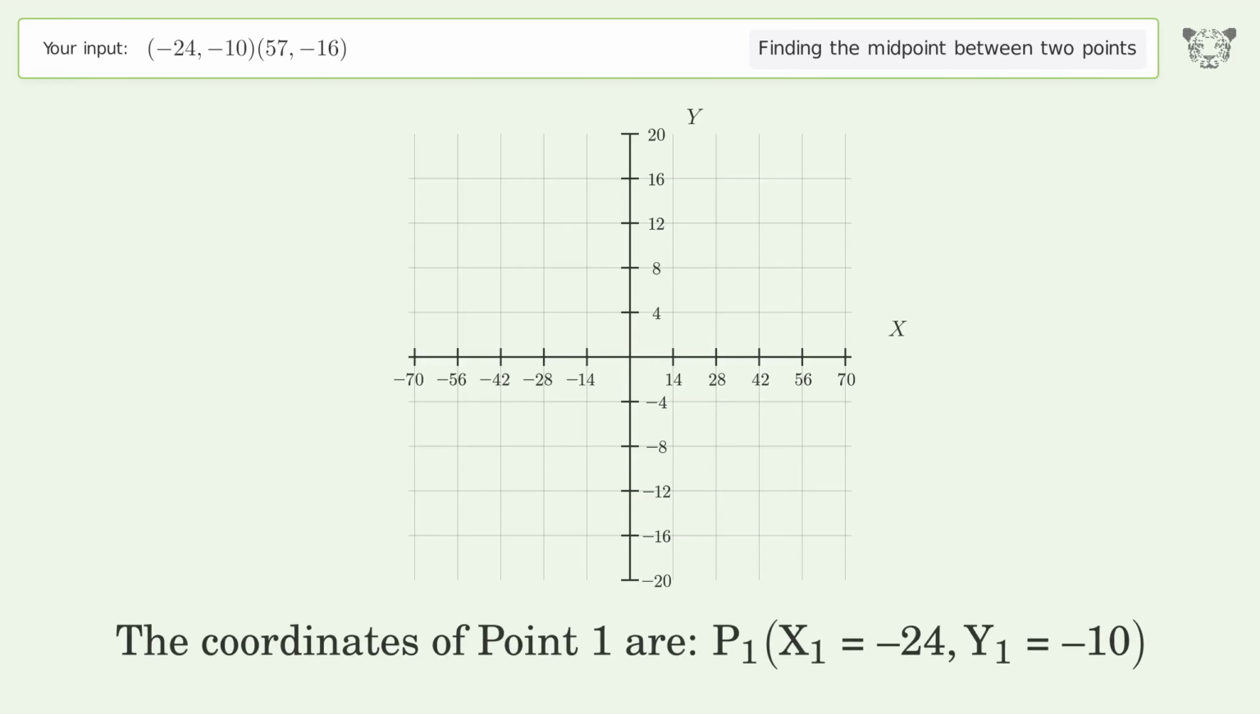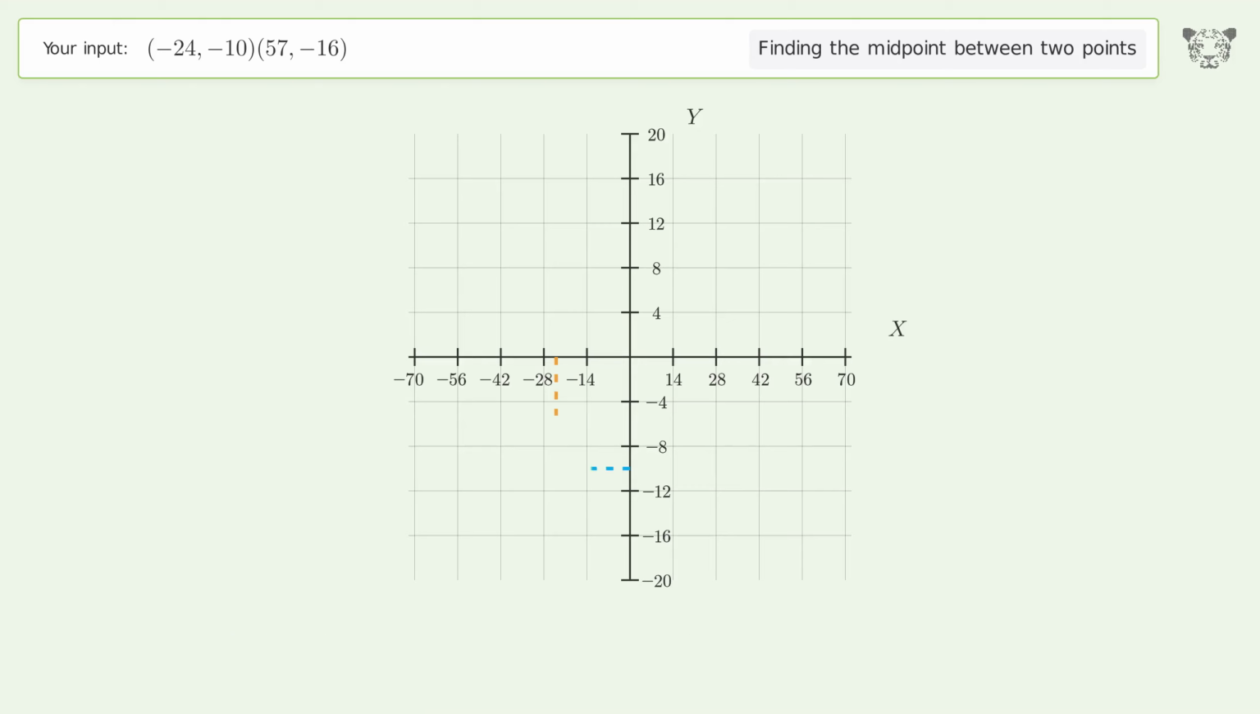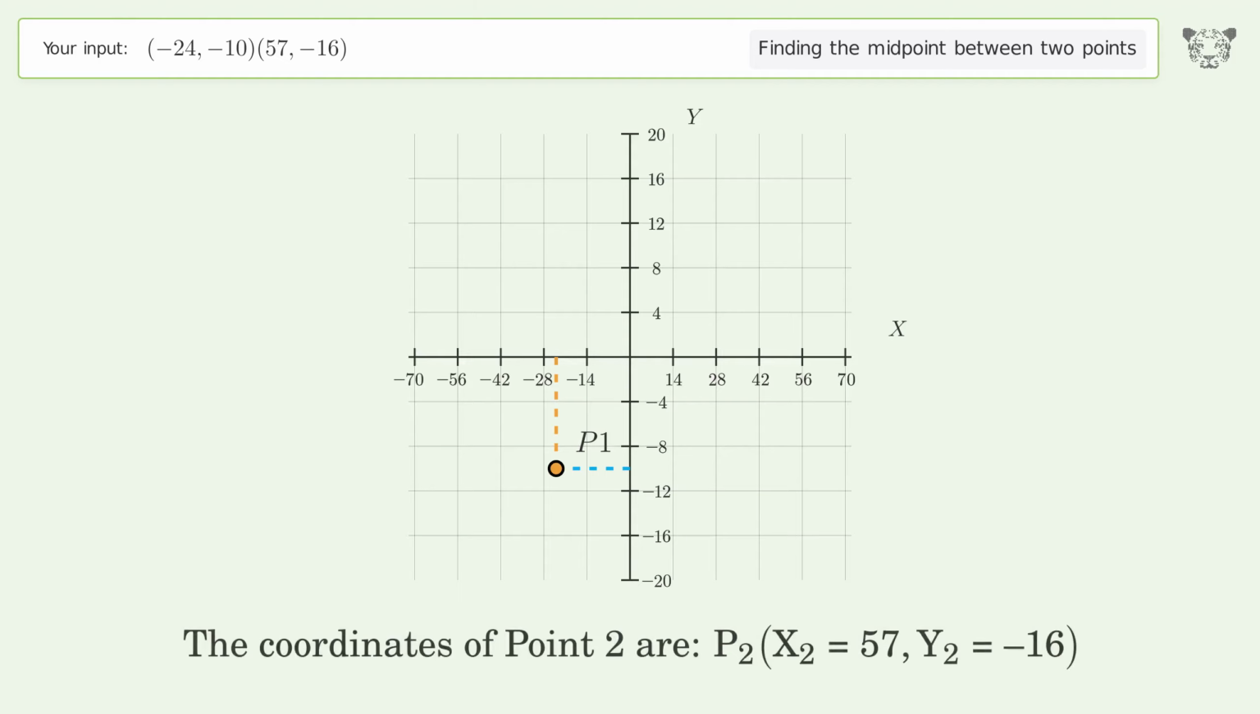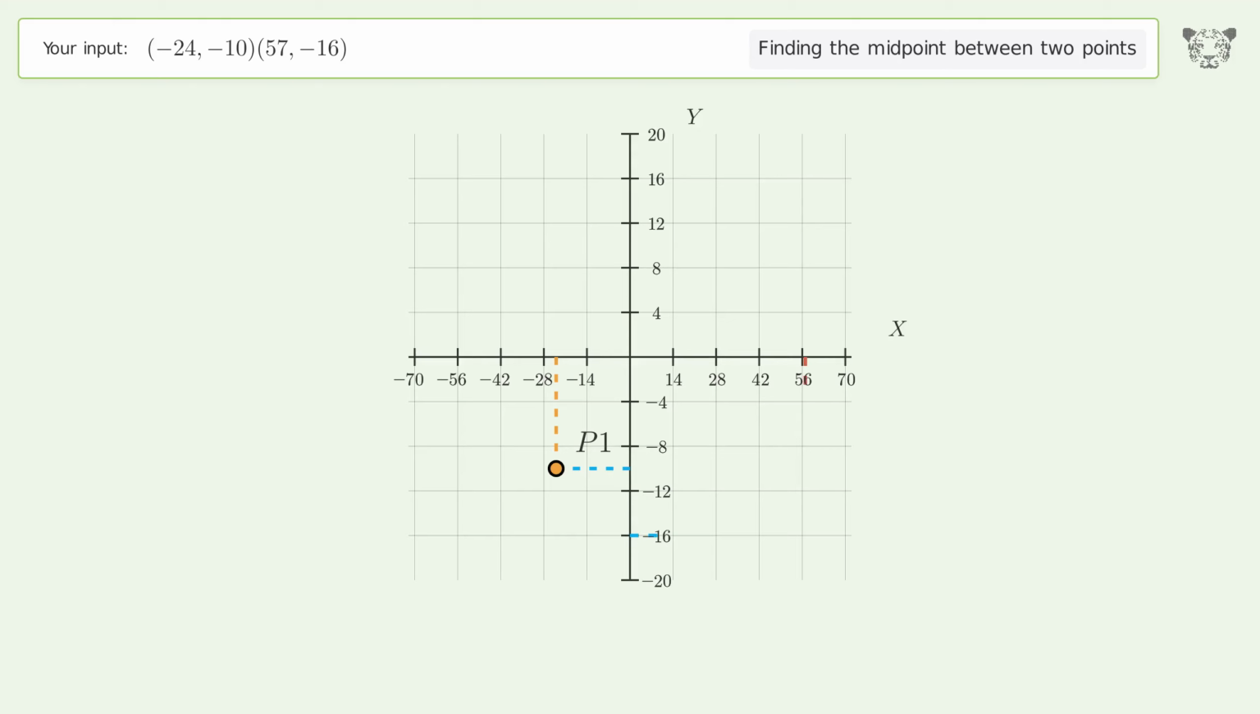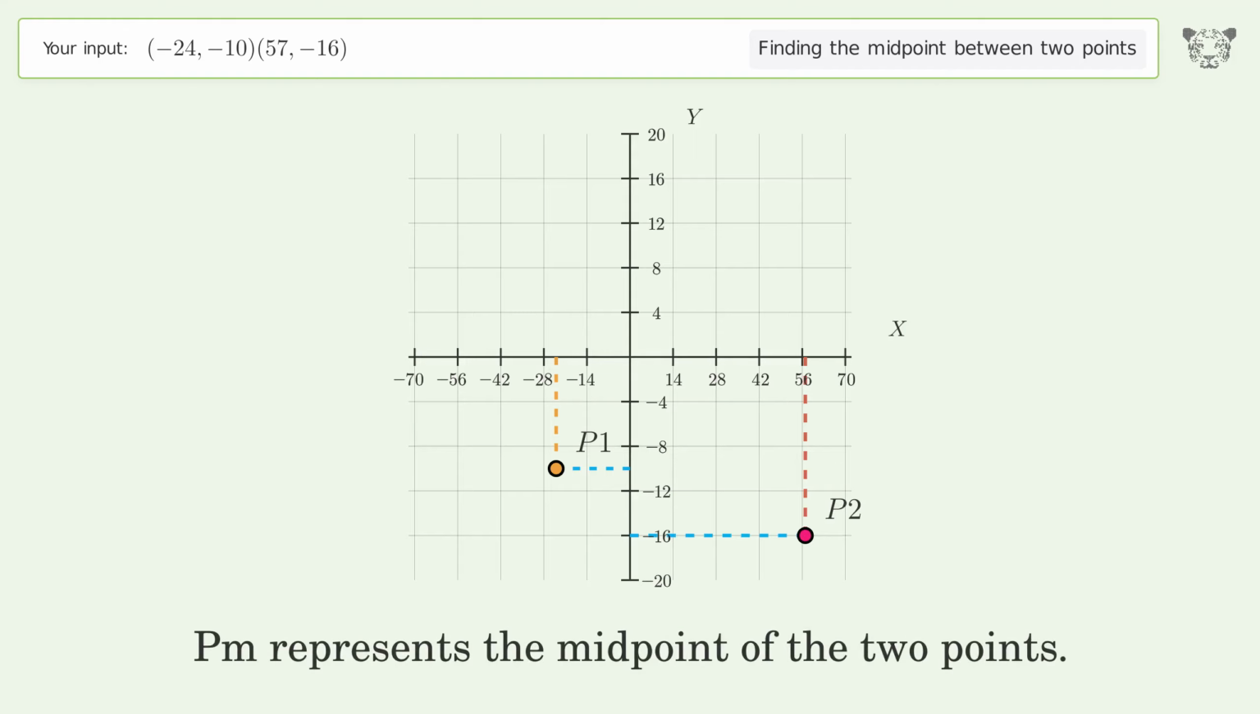The coordinates of point 1 are, x1 equals negative 24, y1 equals negative 10. The coordinates of point 2 are, x2 equals 57, y2 equals negative 16. PM represents the midpoint of the 2 points.